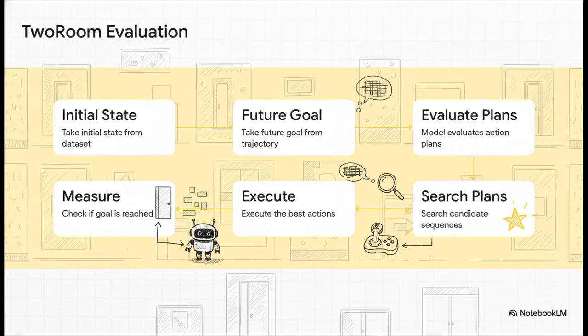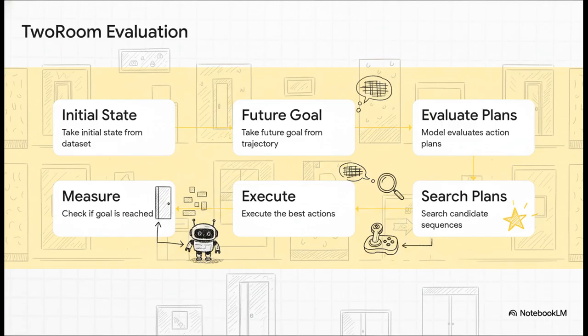The evaluation is this rigorous 6-step methodology. Step 1, the system takes in its initial state. Step 2, it identifies the future goal. Step 3, the model evaluates possible plans in its imagination. Step 4, a planner searches through the candidate action sequences. Step 5, it executes the best actions in the environment. And finally, Step 6, it measures whether the agent actually reached the goal.